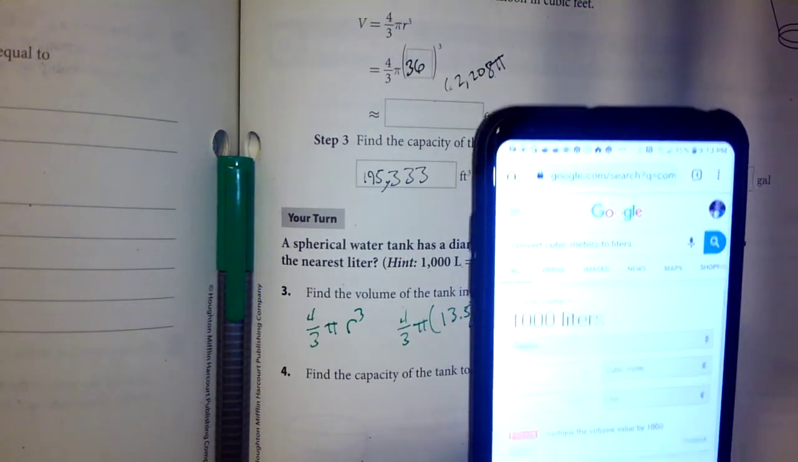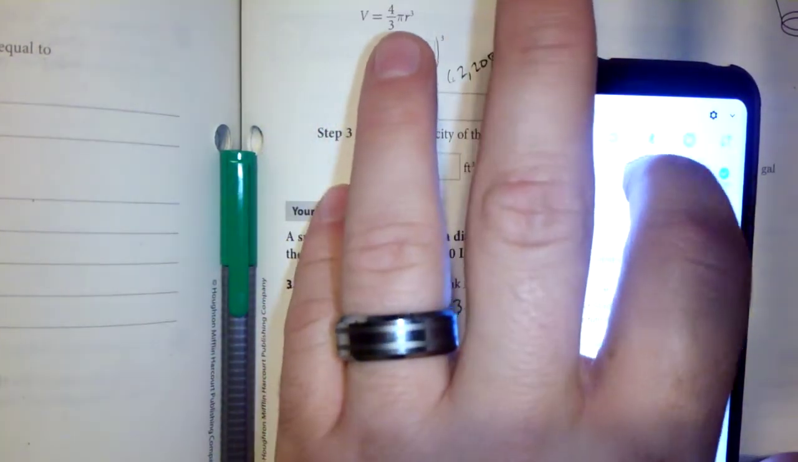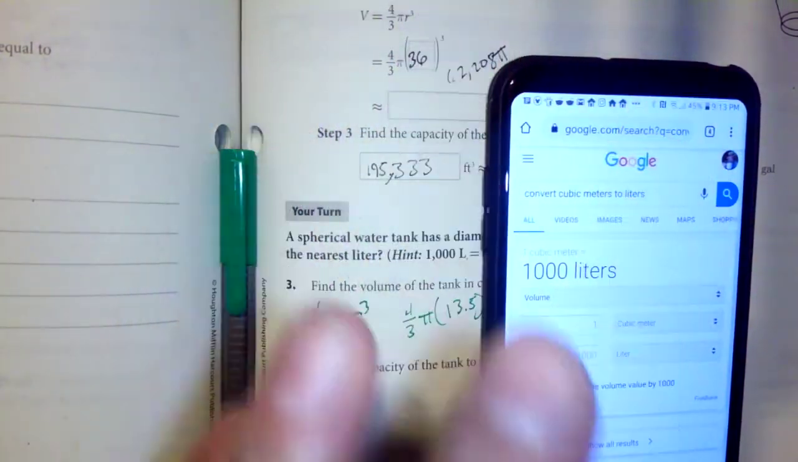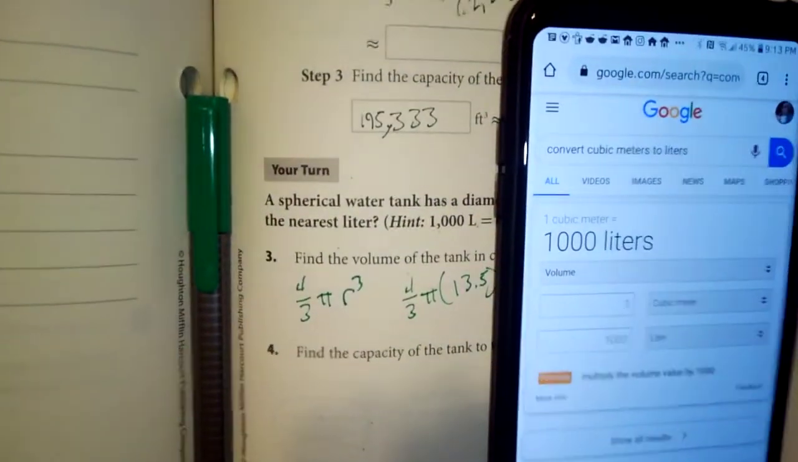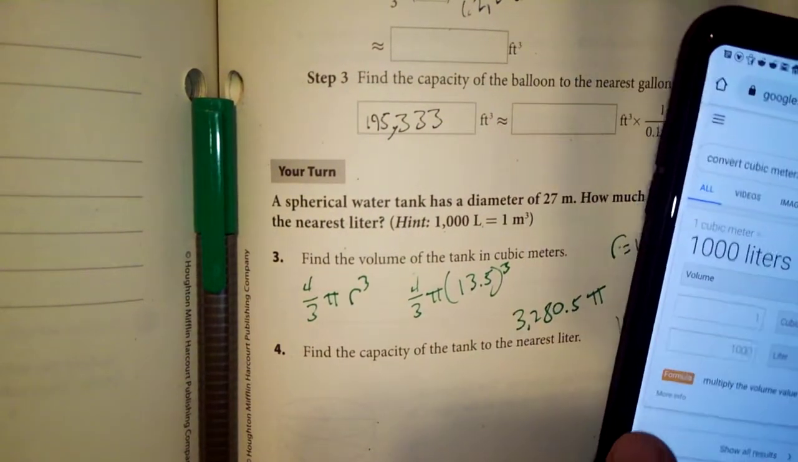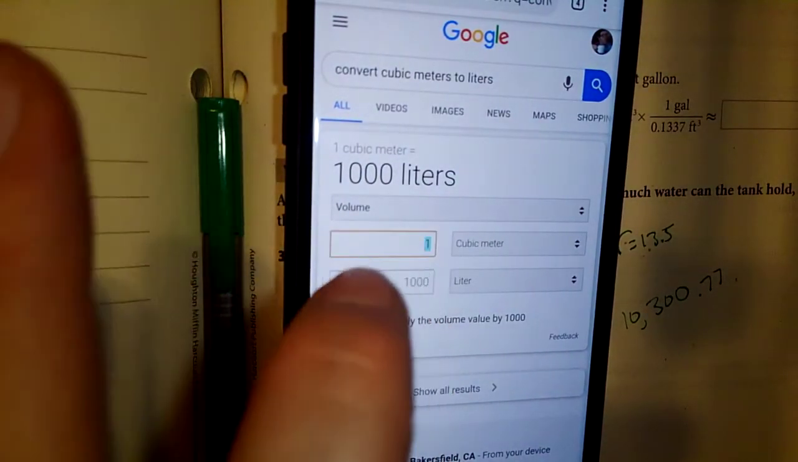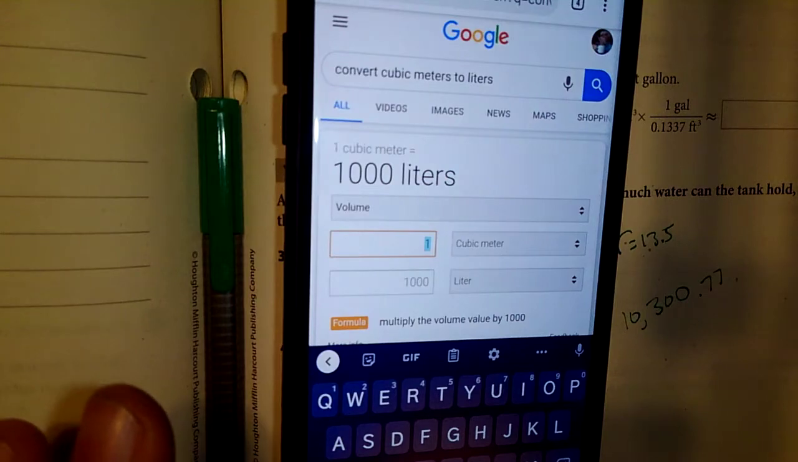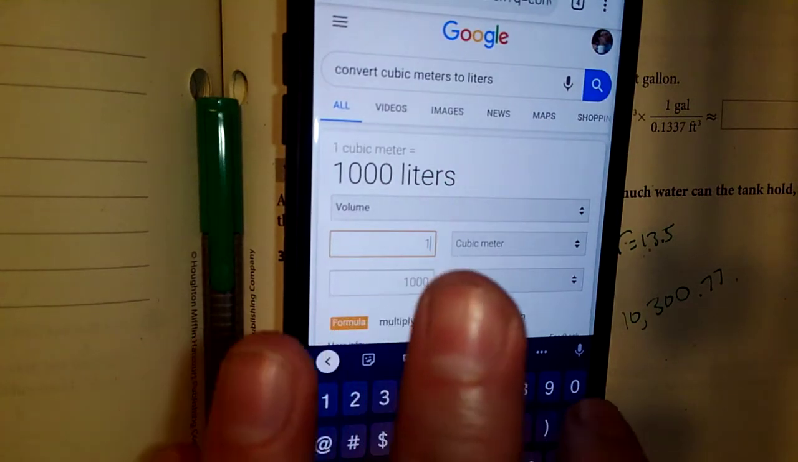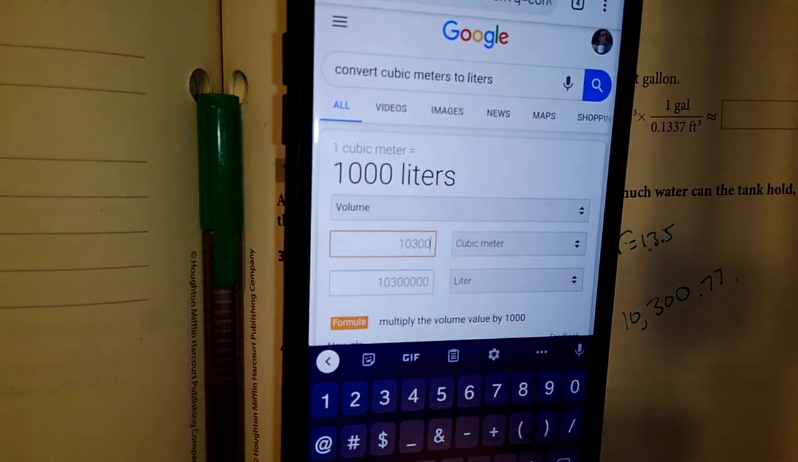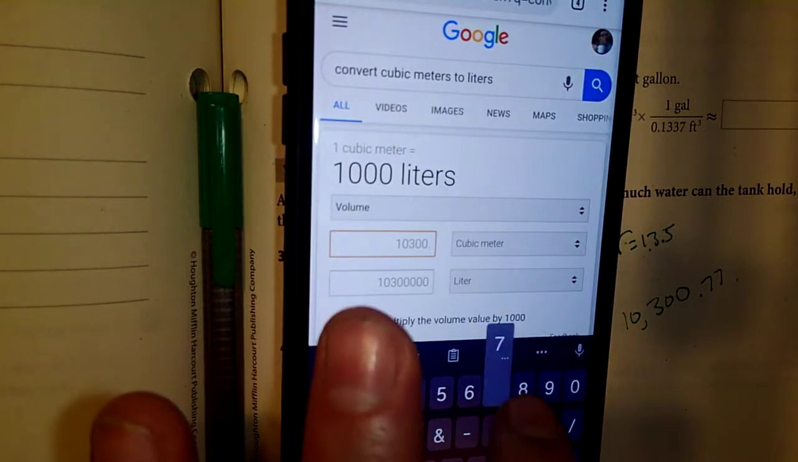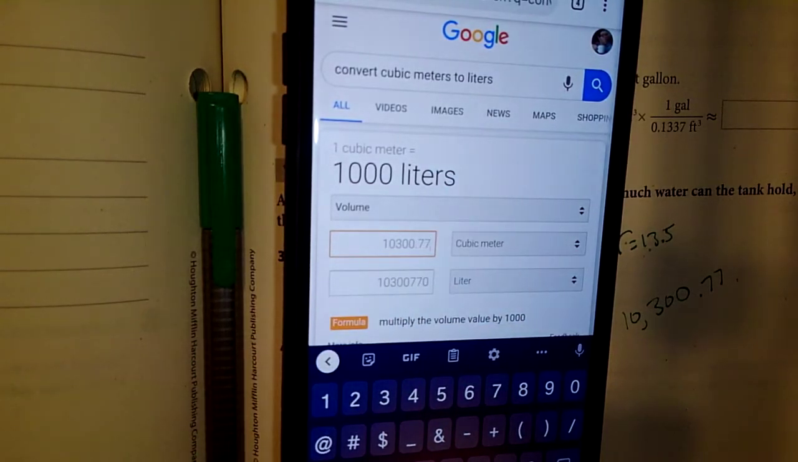There we go. Google will give me an answer. Let's dim this a little so you can see a little better. Hopefully you can see that. Okay, so I got 10,300 cubic meters. So let's plug that in. We have 10,300.77. That is a whole heck of a lot of liters. So really what we did was we multiplied this number times 1,000, and that's what gave us the answer.